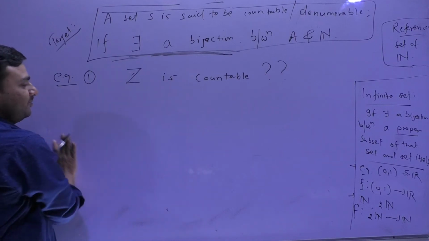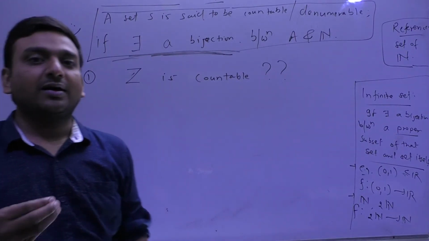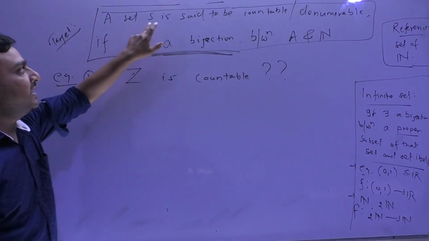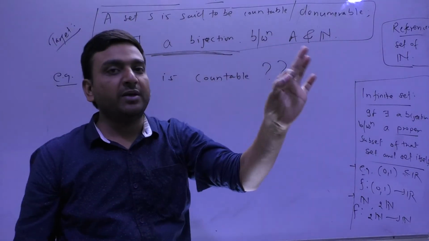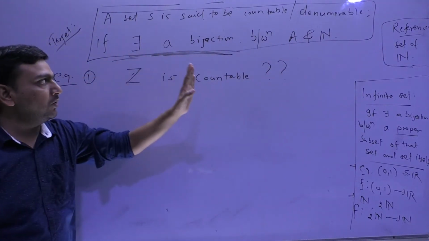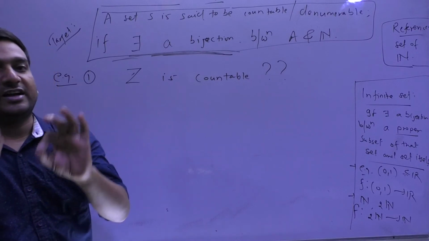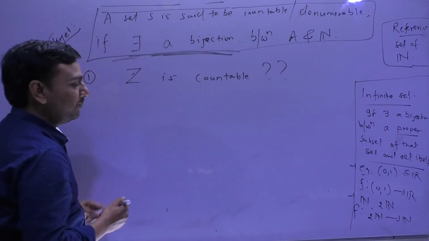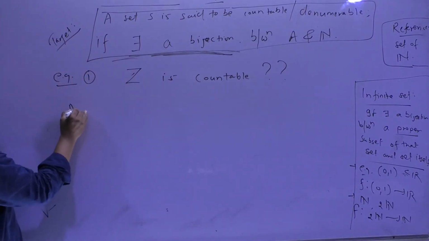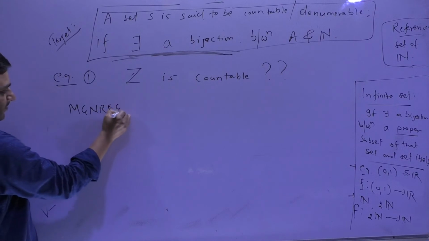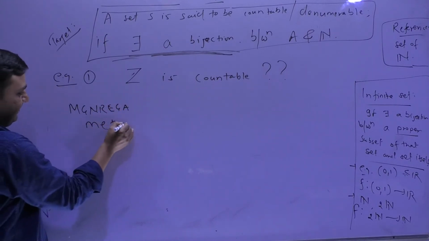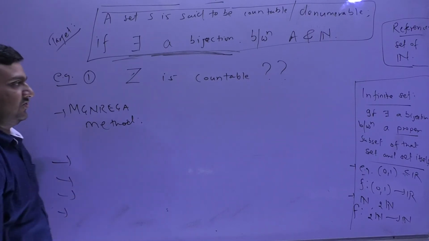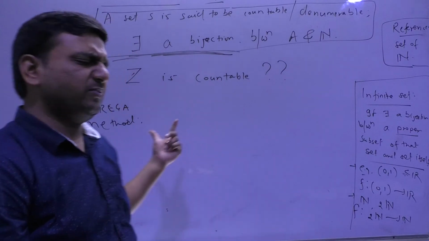Come to this picture. Is Z countable or not? So what is the definition? A set S is said to be countable if there exists a one-one onto map between that set and the set of natural numbers. So first we will do the simple method. There may be n number of ways to get such a bijection. For UPSC, that is more than enough.